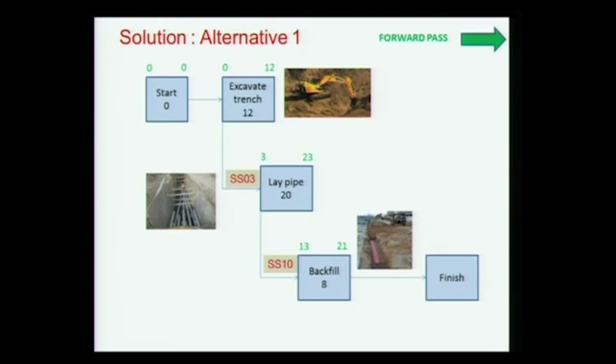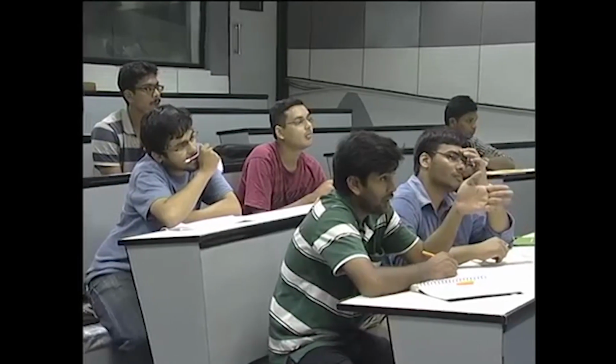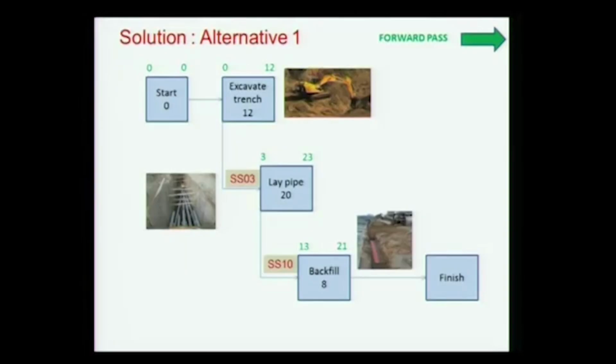So finish to finish was also needed. A finish to finish relationship has to come somewhere. In the first, SS 3, if we say that we are going to excavate the trench, and after a 3-day delay we start laying the pipe, and as we are laying the pipe, after 10 days the backfilling will start. So that there will be 13, or it should start from 33.